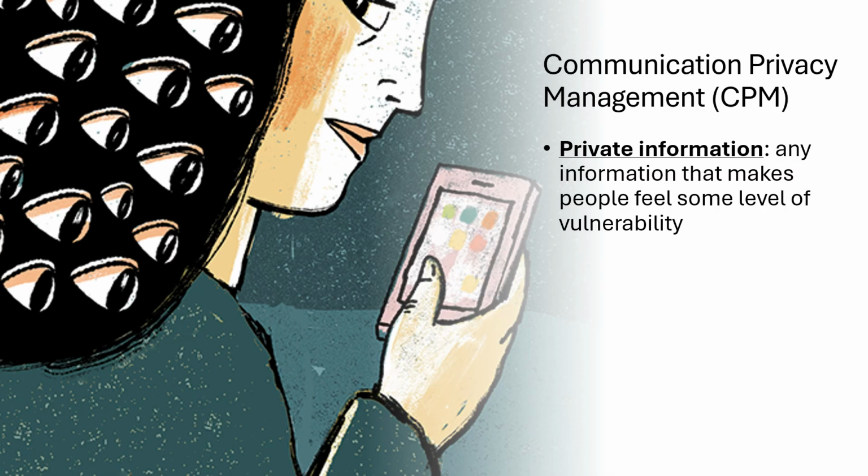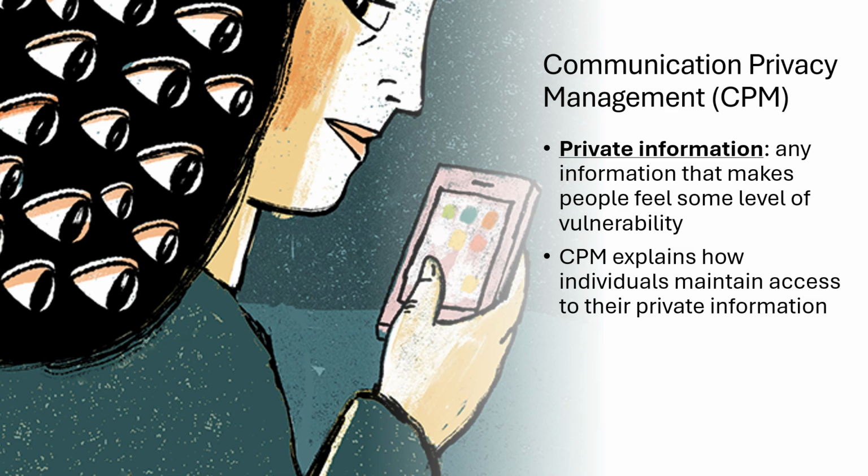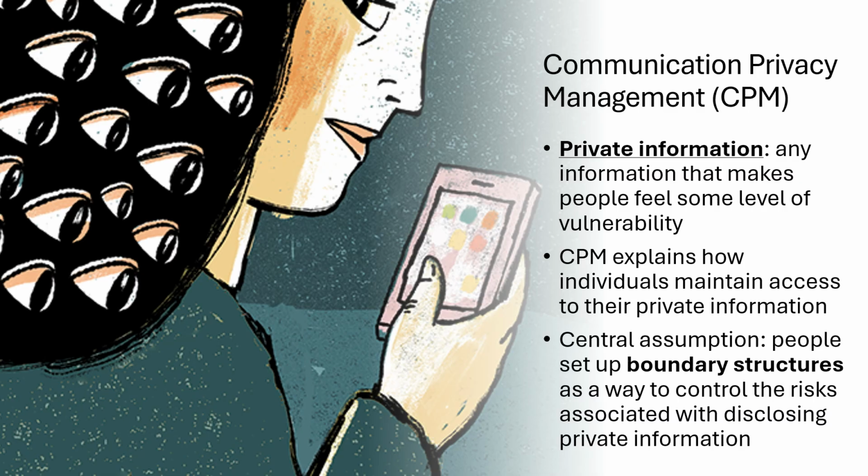Communication privacy management theory helps to explain basically how people maintain privacy boundaries or access to their personal private information. And this framework is rooted in the assumption that people set up what we call boundary structures as a way to control the risks inherent in disclosing private information.